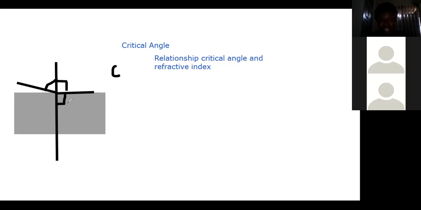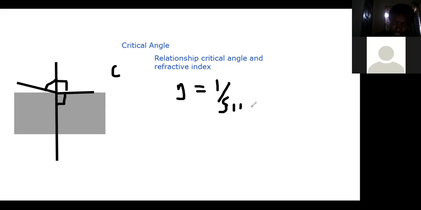That is it. Now, it is given by refractive index is equal to 1 over sine C. That's the relationship between critical angle and refractive index: the refractive index is equal to 1 over the sine of the critical angle. And so refractive index is equal to 1 over sine C.